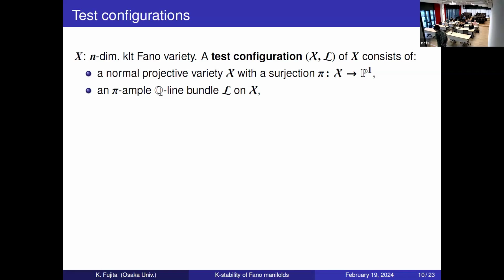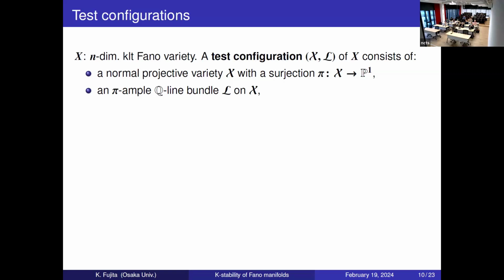From now on, X is a KLT Fano variety. Let X be an n-dimensional Fano variety. A test configuration (curly X, curly L) of X consists of the following data. There are various notions of test configuration, but I choose one of them. Strictly speaking, I should say normal and compactified test configuration, but we will be loose about it.